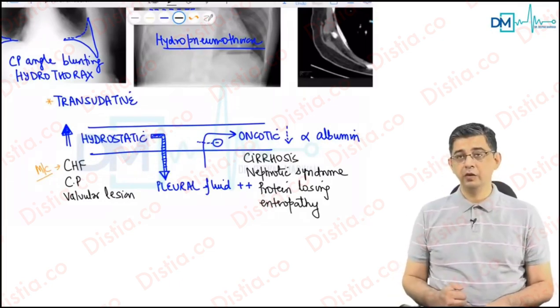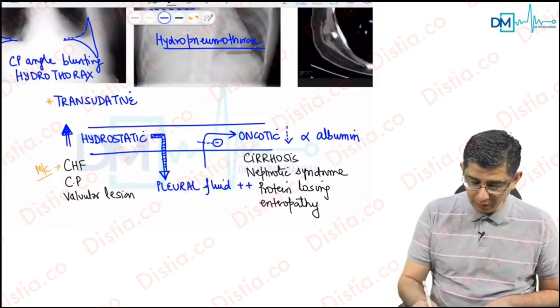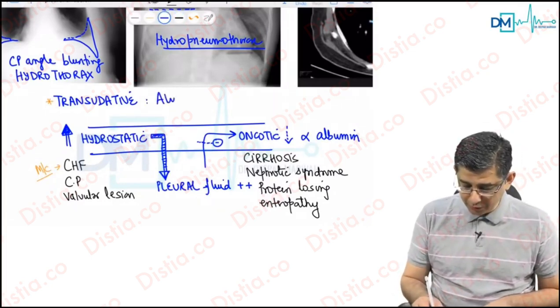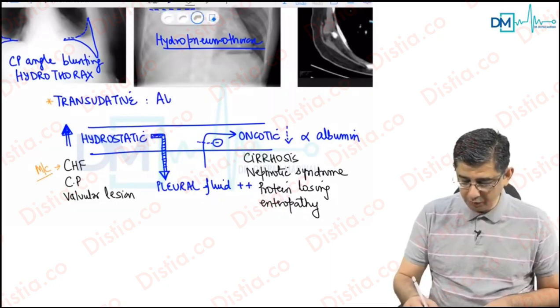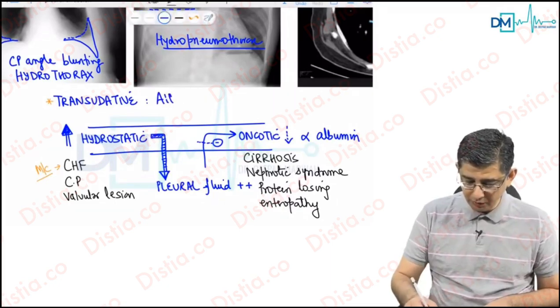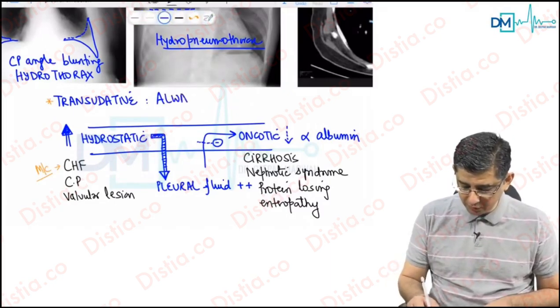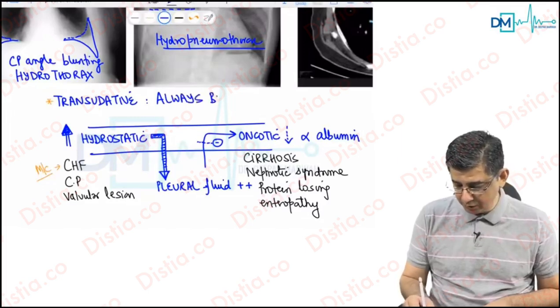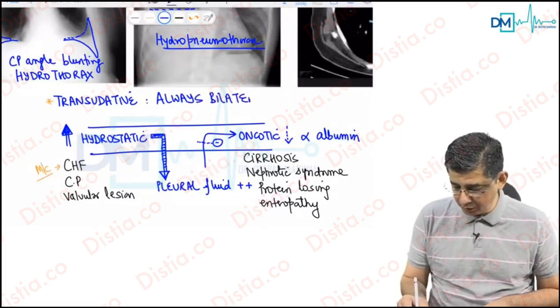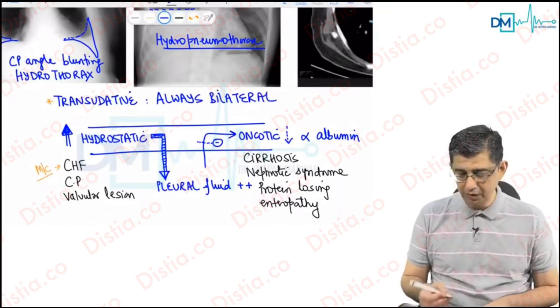Remember that transudative pleural effusion will always be bilateral. This is because the pressure is equally distributed between the left and the right side. So sometimes in the MCQ, he might not say the words transudative pleural effusion, but he might ask what is the leading cause of bilateral pleural effusion. Then the answer should obviously be heart failure.